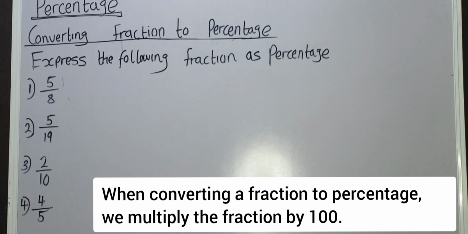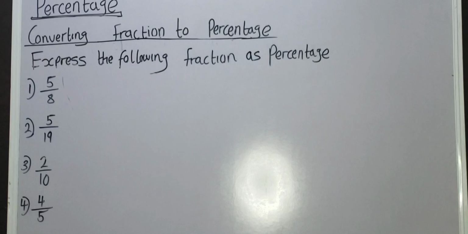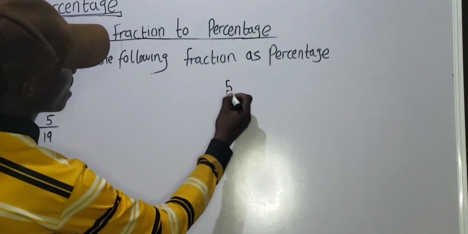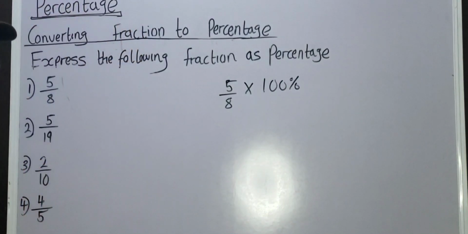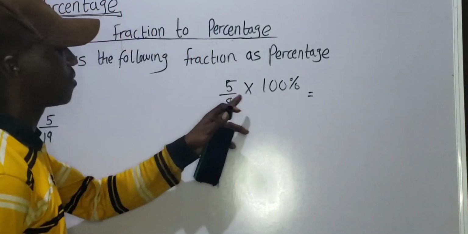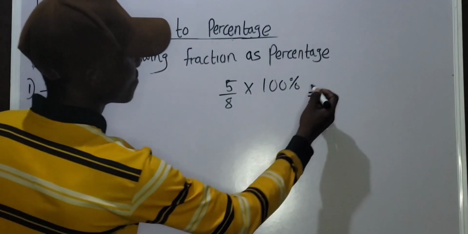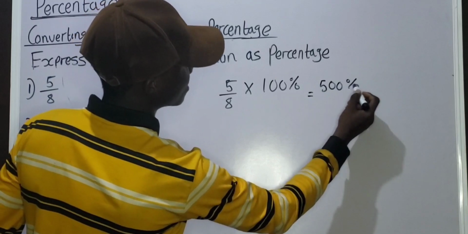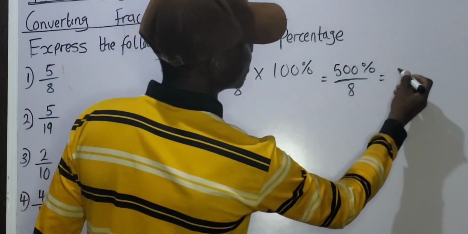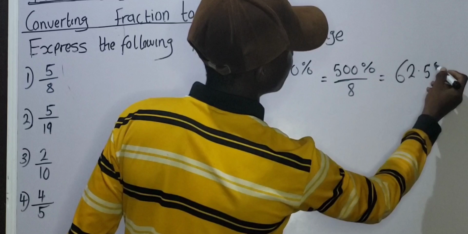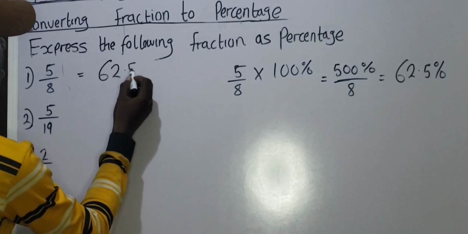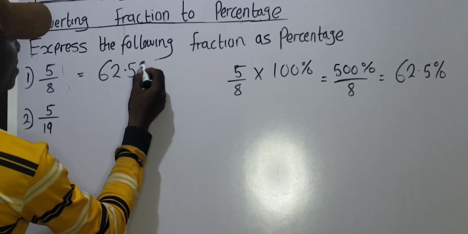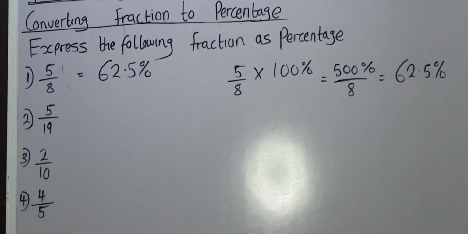Okay? So let's start with the first question. We are told to express 5/8 in percentage. That means I'm going to have 5/8 multiplied by 100%. Do you understand? So for this, I'm going to have 5 multiplied by 100%, that is, I'm going to have 500% all over 8. That is 62.5%. So the answer here is 62.5%. Do you understand?